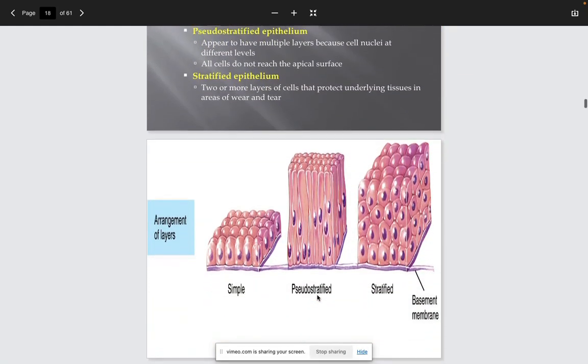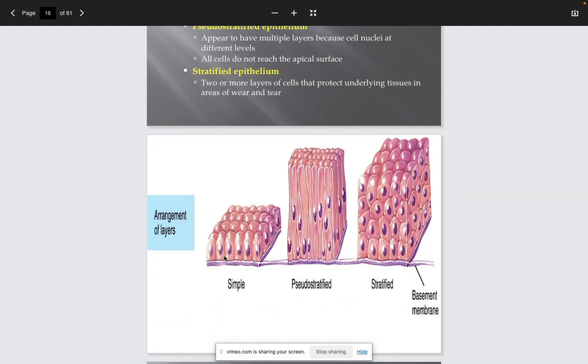Here's a picture just depicting what simple looks like. As you can see here, we have this centrally located nucleus, and it's in a single layer. Stratified, we can see that we have this single central nucleus present, and there are multiple layers of it. Pseudostratified appears as if it has multiple layers. Again, the nuclei are going to be present in different layers here, and it appears as if it's multiple layers, but it's actually not. It never reaches the apex.